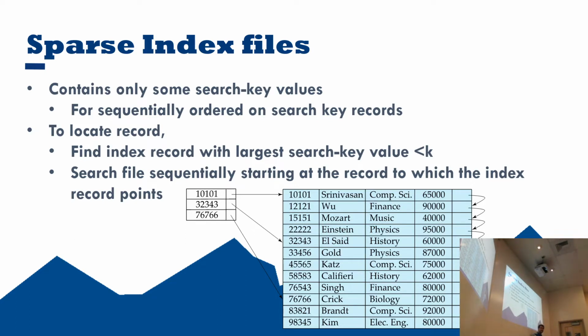Here's a question. Let's say I wanted to find 98,345. Colton, which search key value am I going to go to for that? Okay, so I'm going to go to this right here, and then what do I do to get to here? Exactly right. I think everyone understands this. Does anyone not understand it, though?